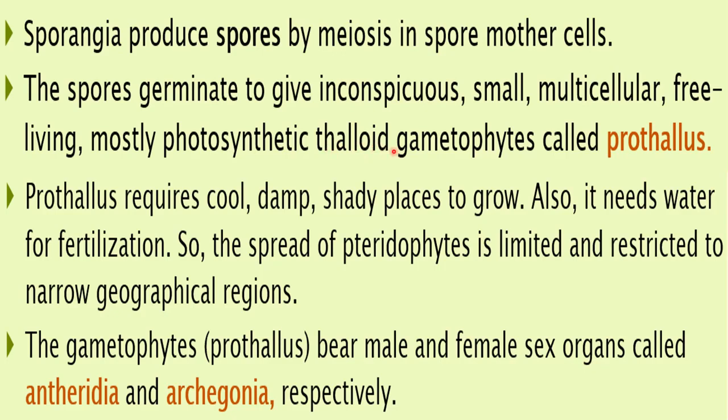Such a gametophyte is formed from the spore, and this gametophyte is called the prothallus. So in short, spores germinate to form the prothallus. What is this prothallus? This is a gametophyte, and you have seen its features. Now what will happen with this prothallus? This prothallus requires cool, damp, meaning a little wet, shady places to grow. Such places it needs to grow.